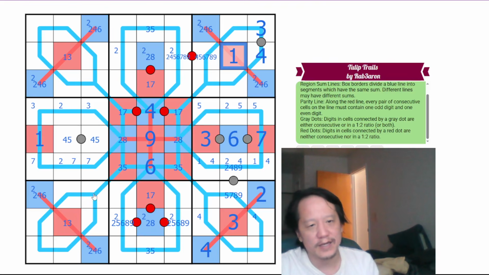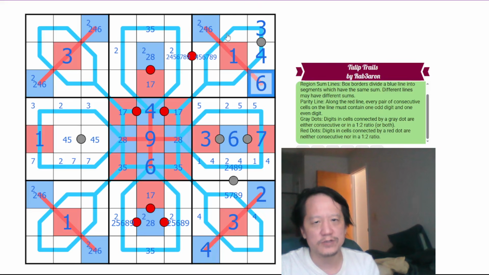Okay, I guess. So that's 1. This is 3. No 2 here, so that's 6, which makes that 2. No 2 here, so it's 4, which makes that 2. And then everything flows from that, so it's 6 and 2. Okay.